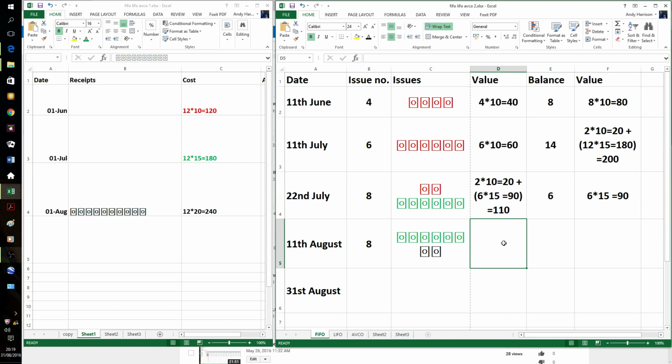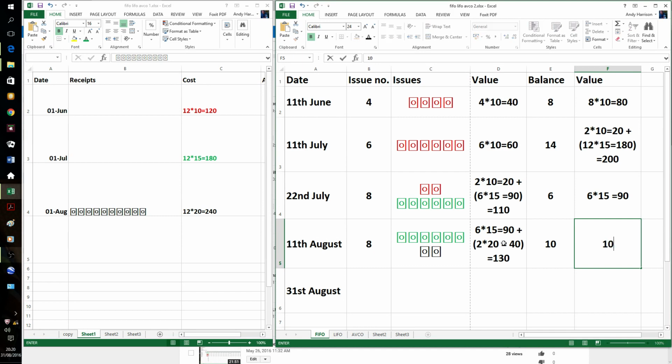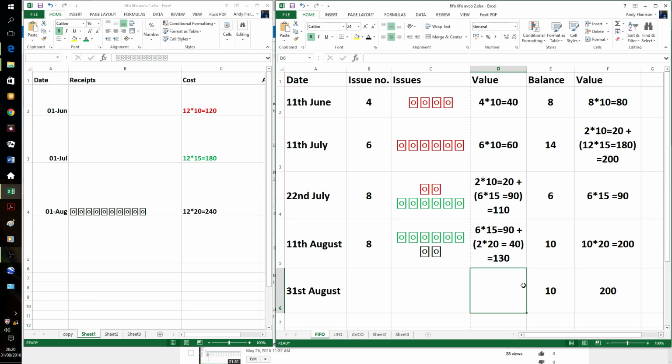That's better. So the issue then, the first 6 were priced at £15, that equals 90, and then 2 at 20 equals 40, adding up to an issue of 130, leaving us with 10 in inventory in stock. And this is nice and easy because they're all at 20, because they're all from the last batch. £200 left, so at the end of the month when we do our count off, it's going to be 10 and 200, and that's what's going to go into our financial statements.